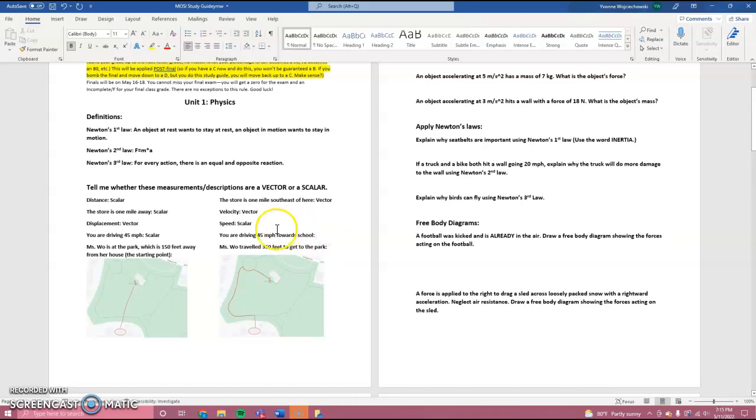So, speaking of which, you are driving 45 miles per hour towards school. Towards school still counts as a direction. That is a vector. And then these two are kind of interesting. Miss Woe is at the park, which is 150 feet away from her house. So my starting point, my reference point, is the house. And I am over there at the park. And it is exactly 150 feet from where I am to the park. That is my displacement. And as we mentioned, displacement is a vector.